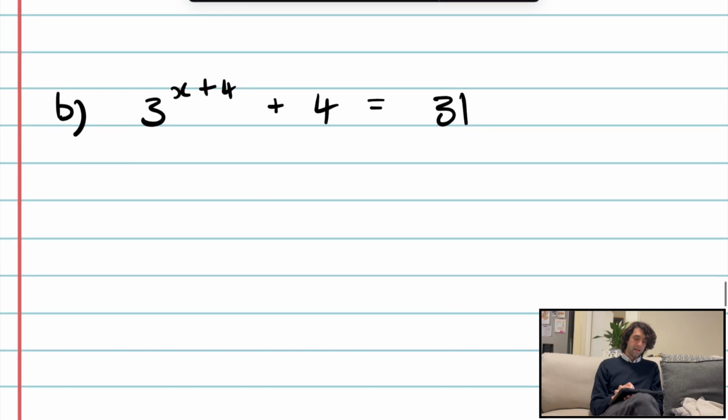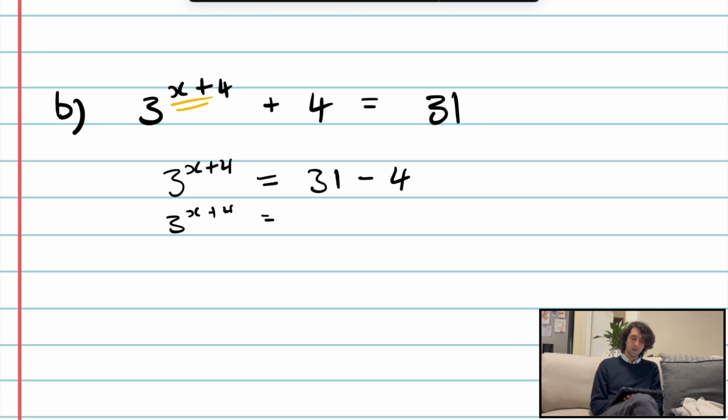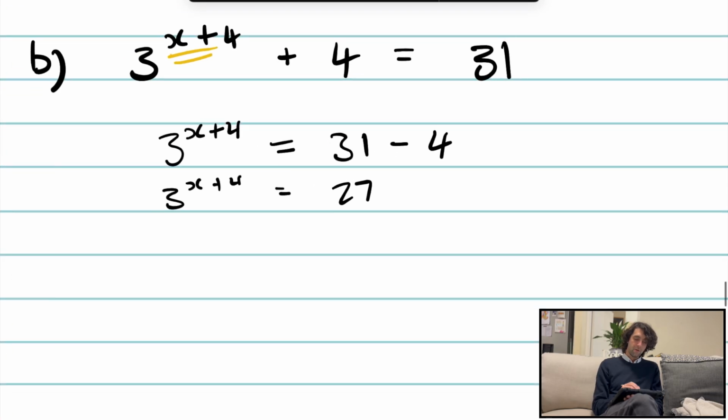Okay. Next up, we have 3 to the power of x plus 4 is equal to 31. Our goal, again, is here to get to this x. So I'm going to take this positive 4, and I'm going to move it over to the other side. So what I get is 3 to the power of x plus 4 is equal to 31 minus 4. Now 31 minus 4 is equal to 27. And when we see this number 27, we should immediately be able to identify that, hey, 27 is equal to 3 to the power of 3.